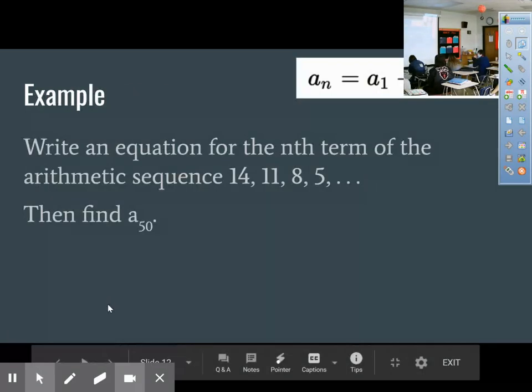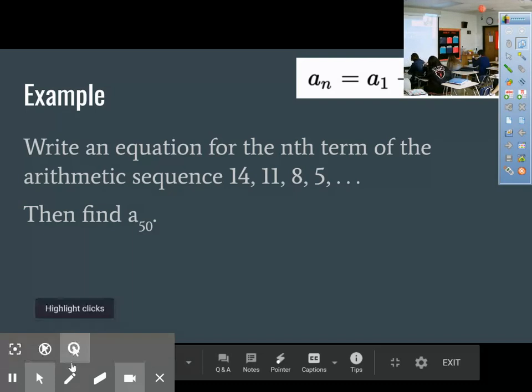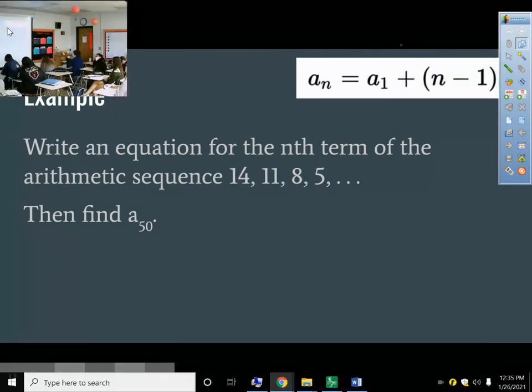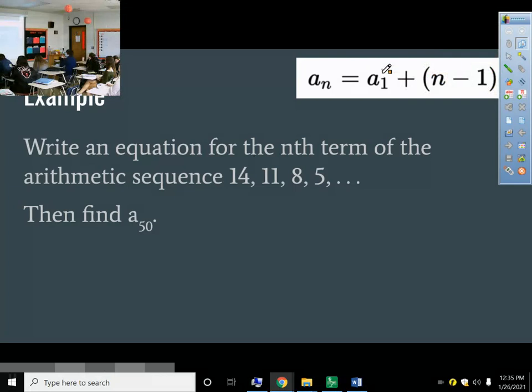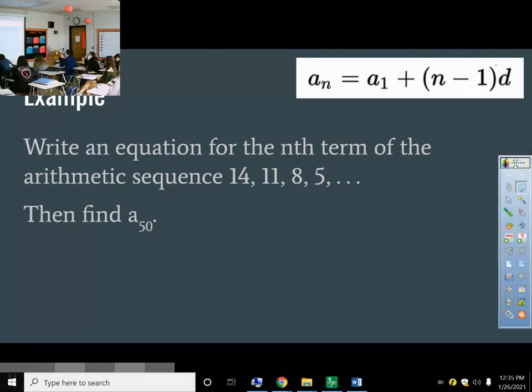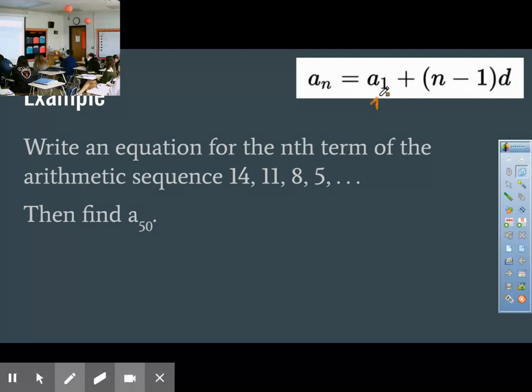It says, write an equation for the nth term of the arithmetic sequence 14, 11, 8, and 5, and so forth. And then find the 50th term. Like I said earlier, I'm not going to add the common difference 50 times, or 49 times. So we are going to use this formula here, and you're going to plug in for the first term, which is A1, and for D. What's our first term in this problem? 14. So for A1, we'll plug in 14.